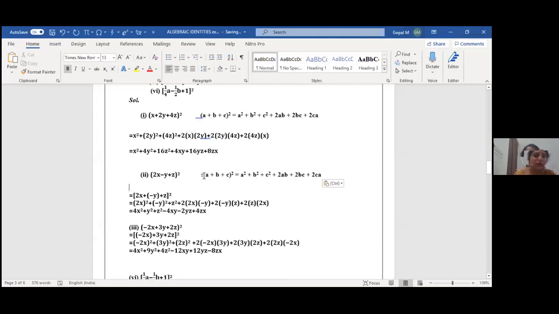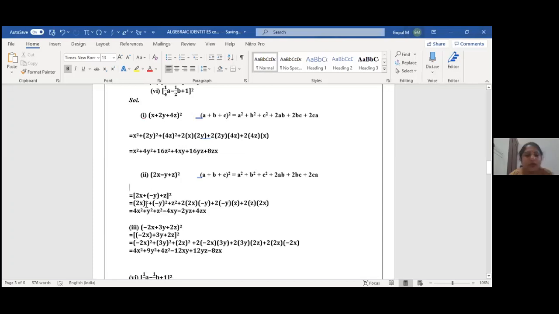Here again, same identity, (A plus B plus C) whole square. In the place of A, what did they give? 2x. In the place of B? Minus y. In the place of C? z. Shall we apply these in the formula? Minus y, we'll write in the form of minus with a bracket. A value is 2x, B value is minus y, and C value is z. Okay, we'll apply.